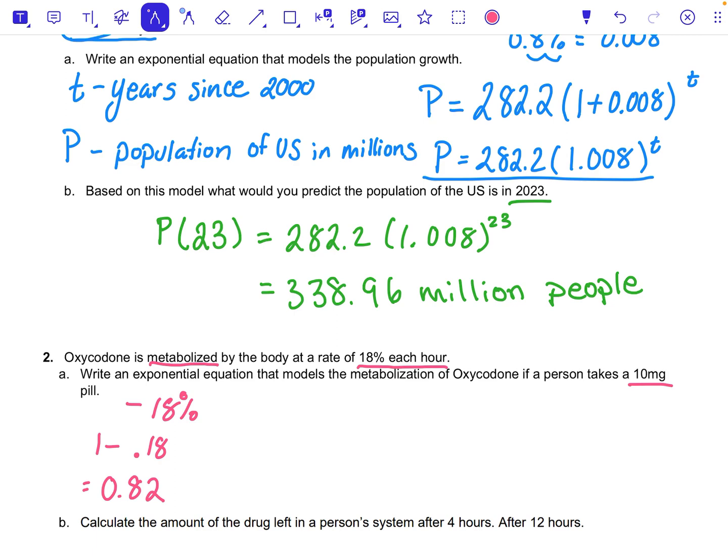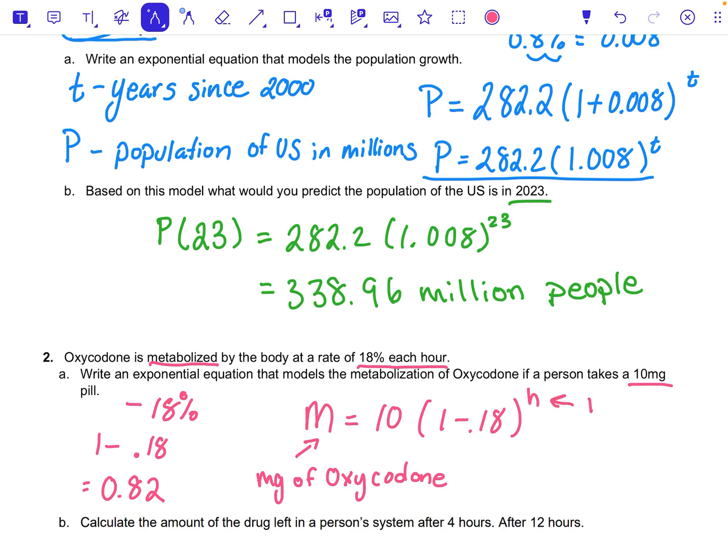Again, we need some meaningful variables. So I'm going to use M, and that's going to be milligrams of oxycodone. And I used M instead of O because I don't really like using O as a variable. Looks too much like 0. Our initial value is 10, and then we already did that 1 minus 0.18, but I'm going to just write it out just so you can see it. And then I'm going to use H instead of T, and that's hours since taking the medicine. Whenever you use variables in a context, it's good to say what each represents. And again, just like with the last one, we could simplify this down a little to make it a little easier.